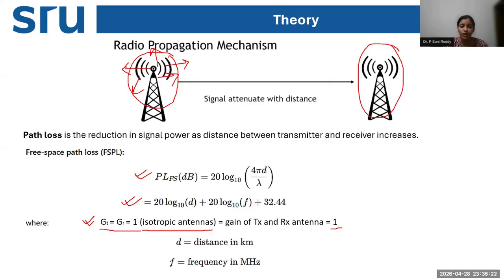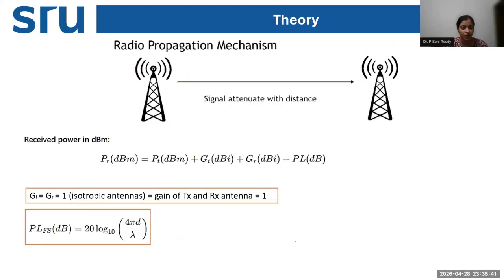Clear? Okay. Now the distance here can be given in kilometers or in meters. Accordingly, you will be substituting here. In this equation, we are taking it in kilometers. So if distance is given in the question in meters, convert it to kilometers and simply calculate this formula. Frequency here is given in megahertz. So if you have frequency given in gigahertz, convert it accordingly.